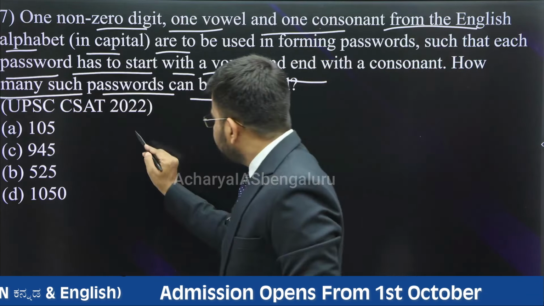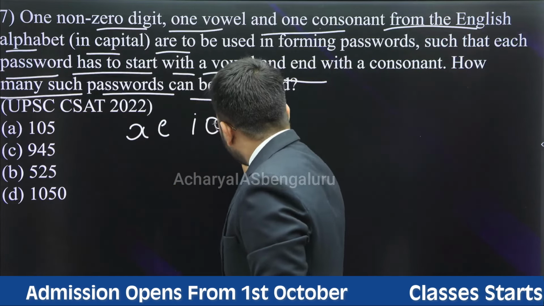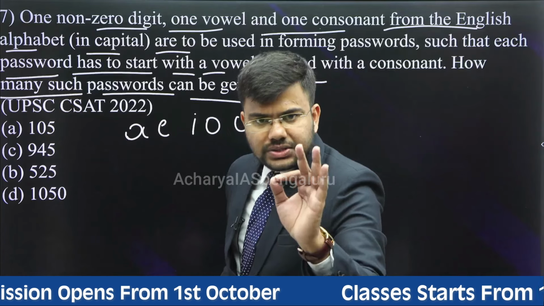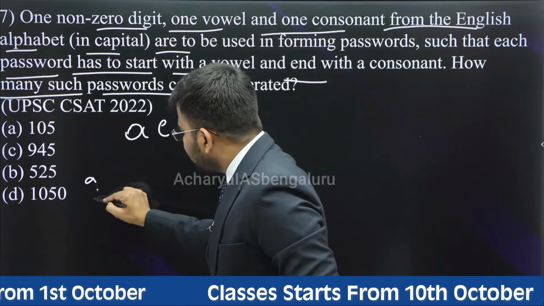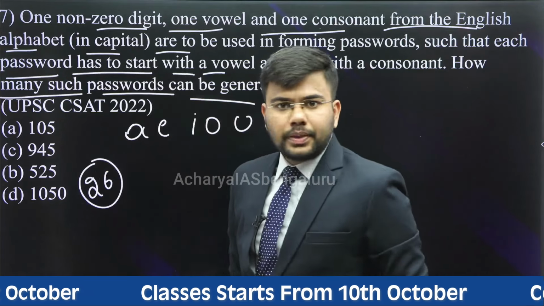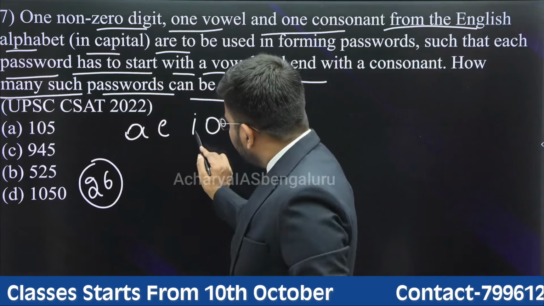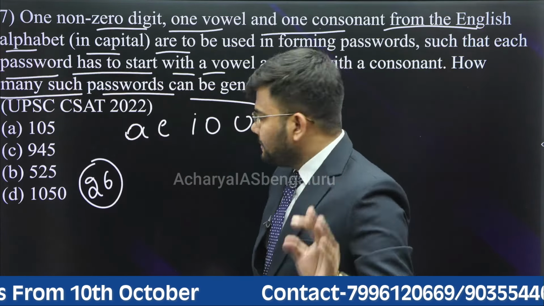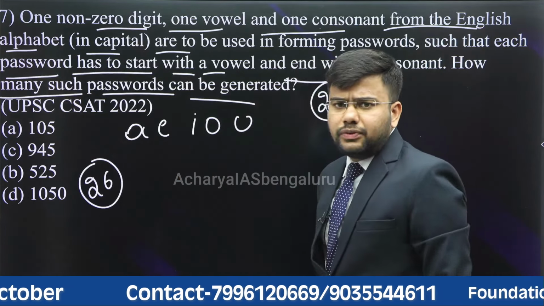That means A, E, I, O, U. These are vowels in the English alphabets. Leaving these letters, that is, out of 26 letters, A, E, I, O, U, that is 5 alphabets, are called vowels. If I remove that, I will be left with only 21 alphabets.